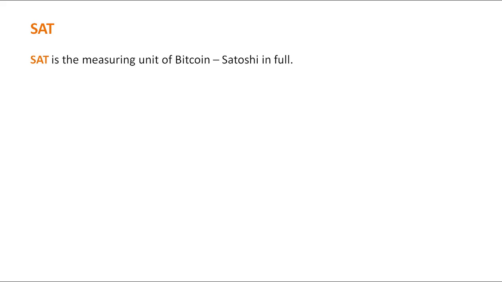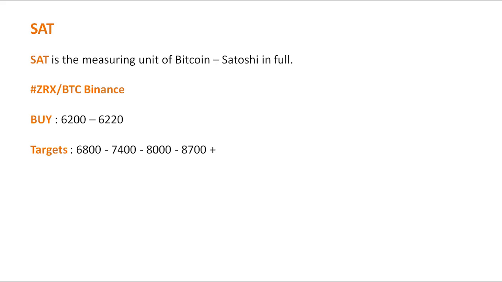Then we talk about SAT. SAT is the measuring unit of Bitcoin, which stands for Satoshi in full. Example here, we have a trading signal ZRX in the pair of BTC on Binance. Buy 6,200 to 6,220. Targets 6,800 to 7,400 to 8,000 to 8,700 plus.